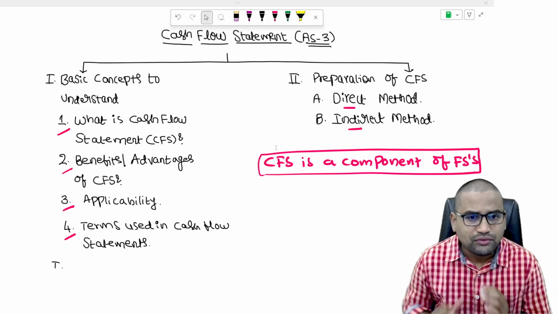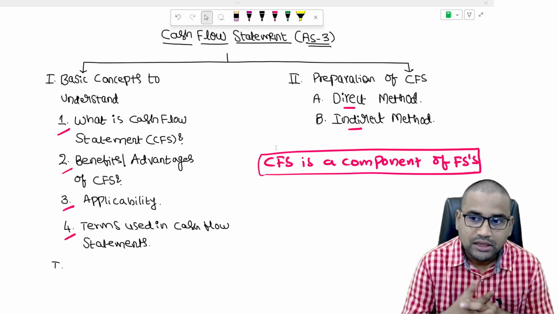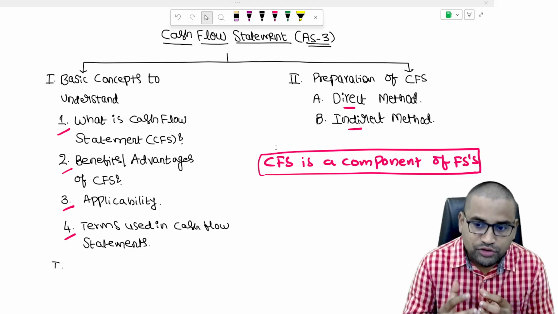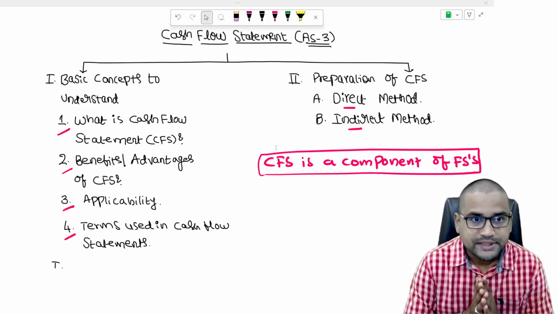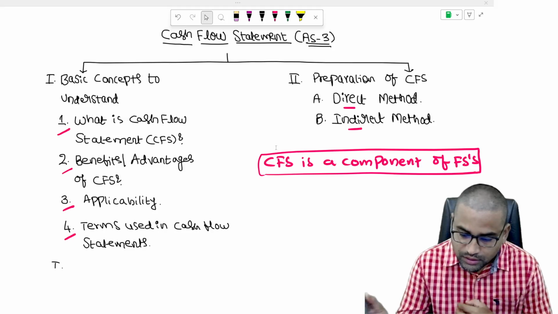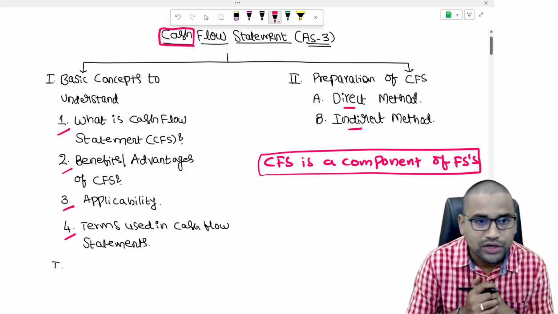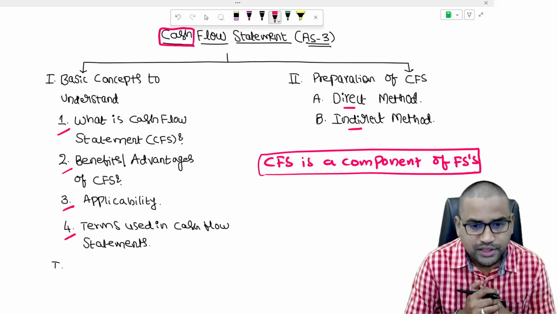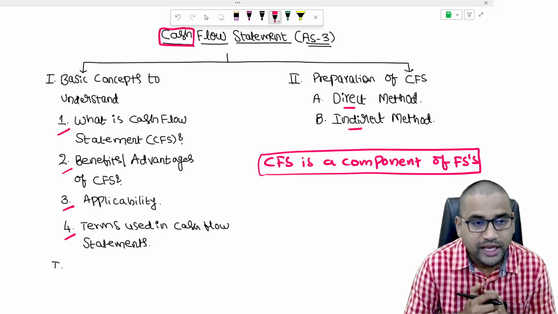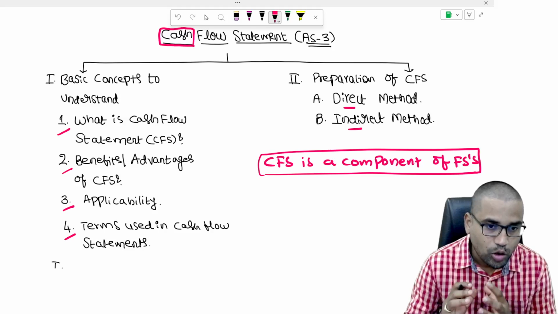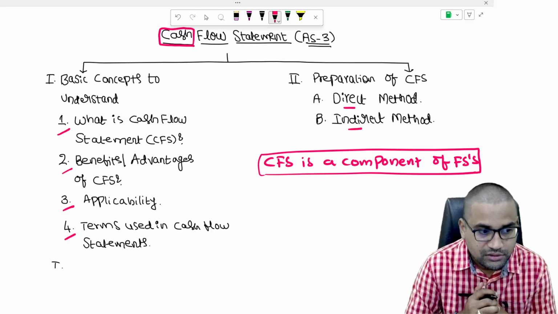Now, first of all, what is cash flow statement? Let me give you a brief idea about this chapter. Cash is one of the important resources for any kind of organization. Agreed or not? Yes, definitely. You should agree. Cash is one of the important components of any organization.